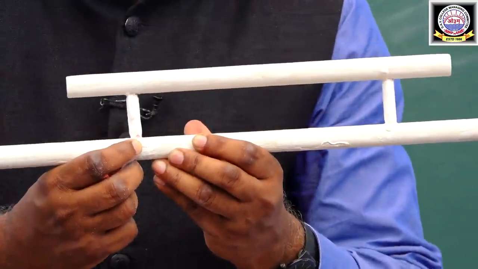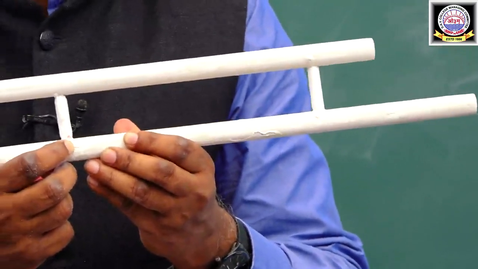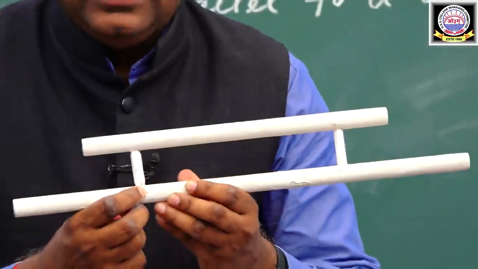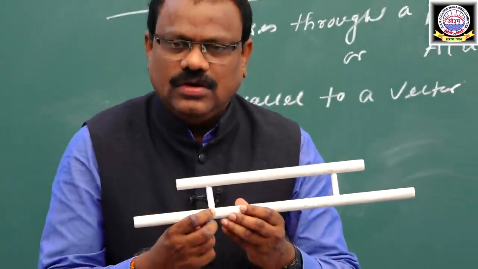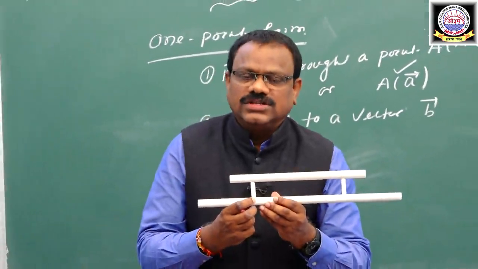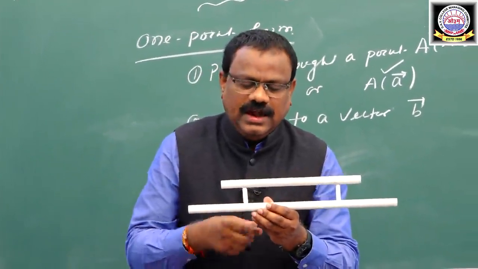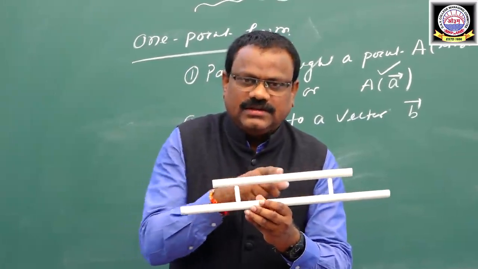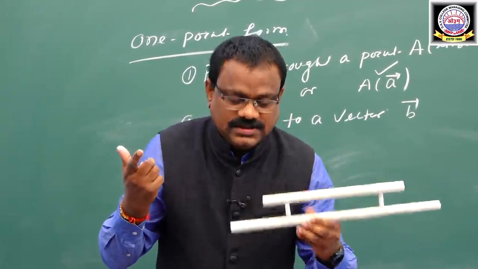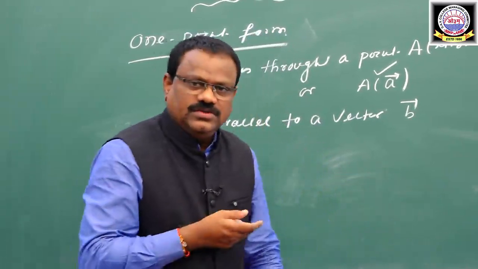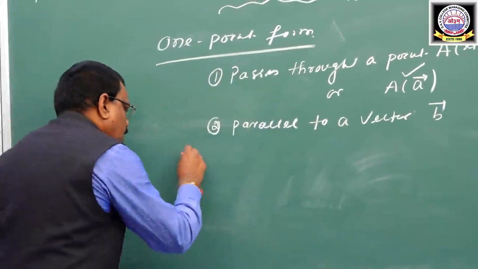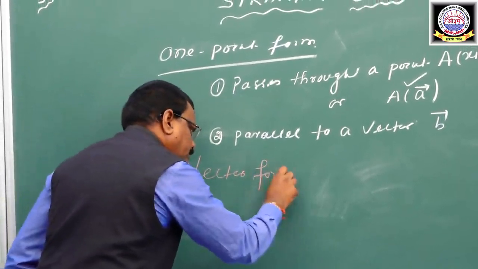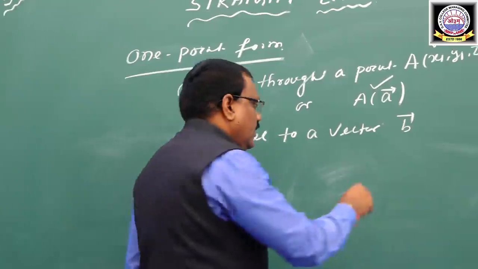So the necessary condition to find the equation of a line in space is that it passes through a point with the coordinate x1, y1, z1, or the corresponding position vector A vector, and is parallel to a vector, that vector being B vector. Then let us see how you get the equation of the line. First it will come out in the vector form. So let us draw the figure.